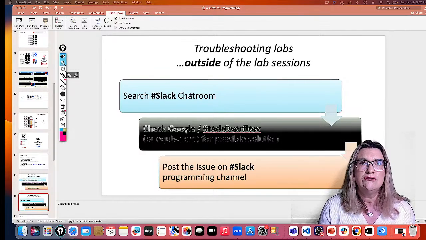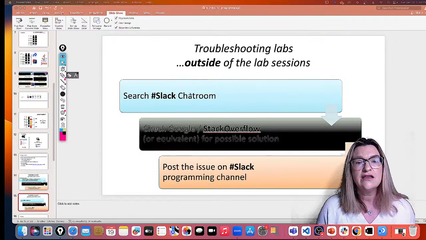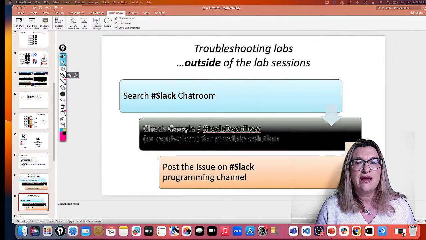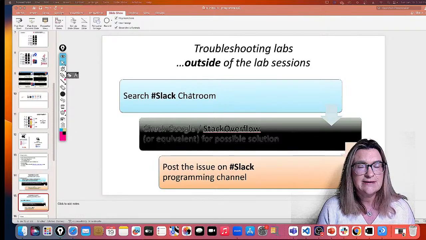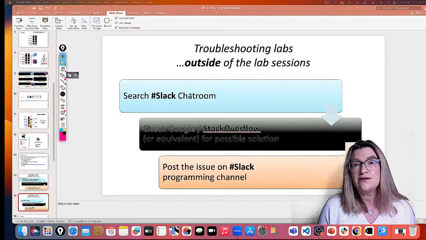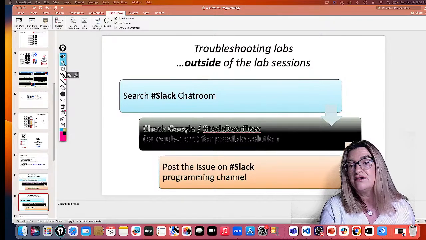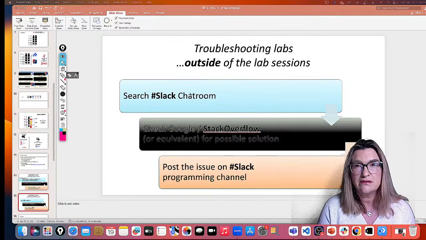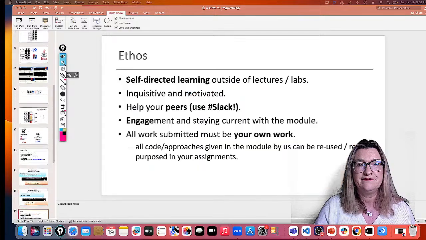But don't use a solution that you find and think you understand it unless you understand it, because you're just kidding yourself and you're not learning. So if you get an answer from somewhere else, make sure you understand it. And if you don't understand it, ask us to help you understand it. Okay. And if you can't find the answer, or you don't want to use the internet, just post it on the Slack programming channel and we'll get back to you.